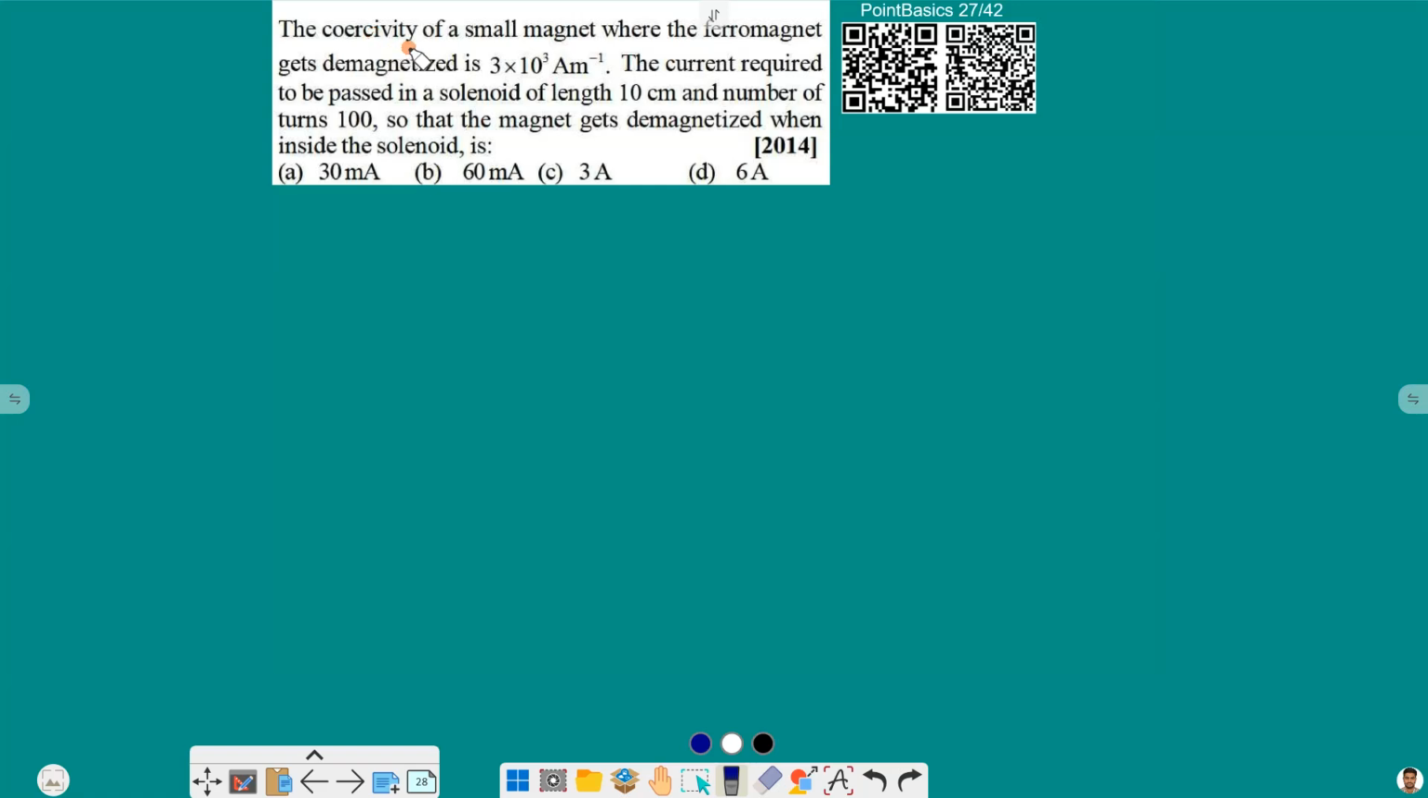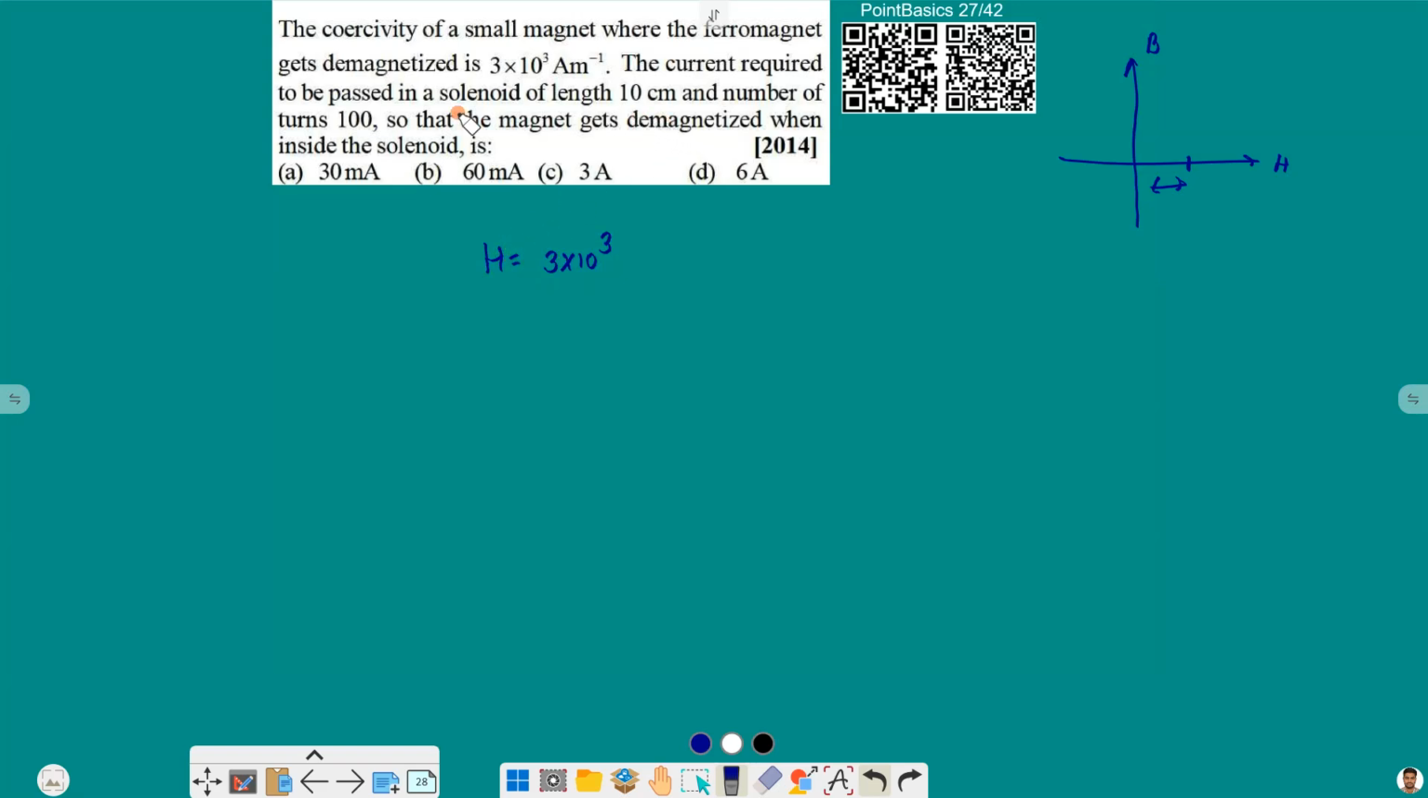The coercivity of a small magnet where the ferromagnet gets demagnetized is this. The current required to be passed in the solenoid of length 10 centimeter and number of turns 100 so that the magnet gets demagnetized when inside the solenoid. So we have been given coercivity, and we know that if we have a BH curve, if this is B, this is H, then on this H side we get the coercivity, meaning the value of H is given to us. So H is 3 into 10 raised to power 3.